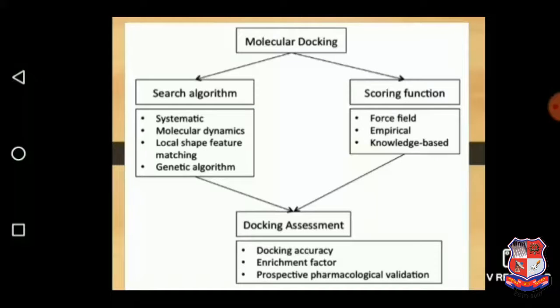So molecular docking is divided into 2 categories: search algorithm and scoring function. That depends completely on molecular dynamics and the empirical rules. After that, the docking assessment will take place, and in that we will justify the docking accuracy, enrichment factor, and prospective pharmacological validation.